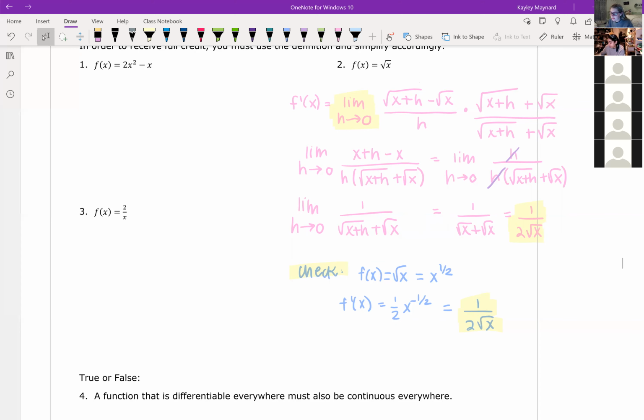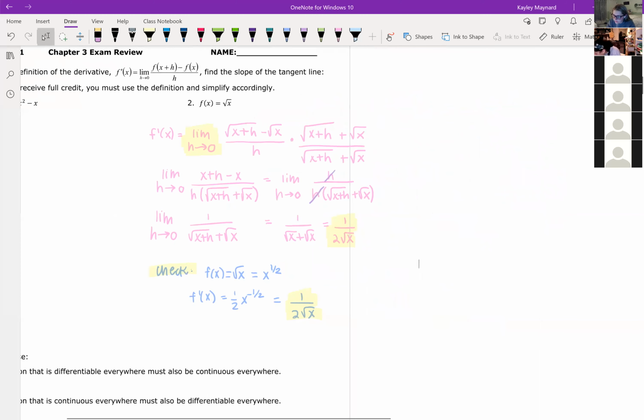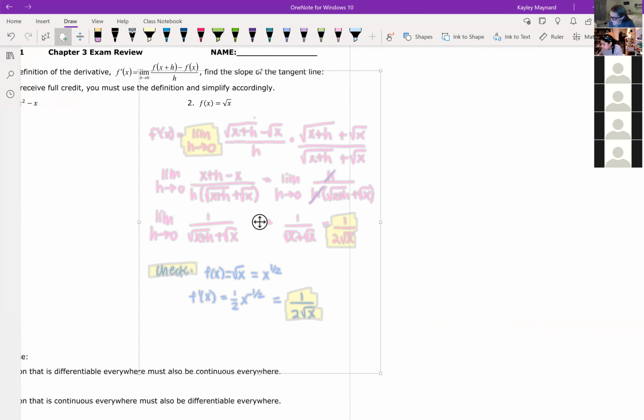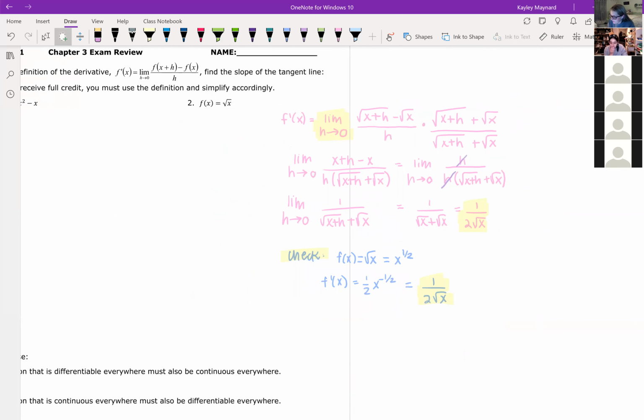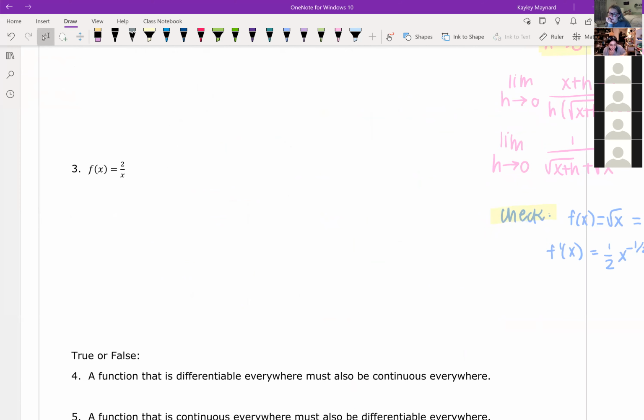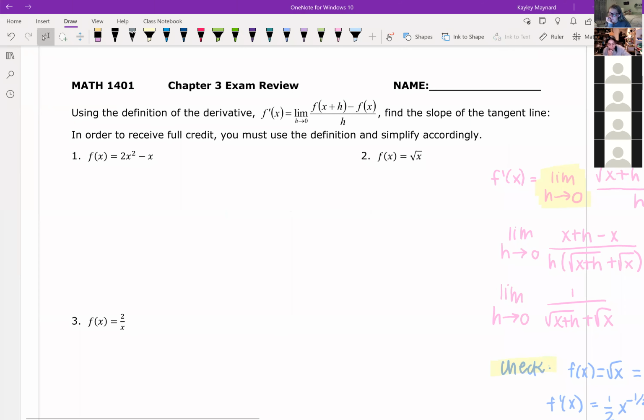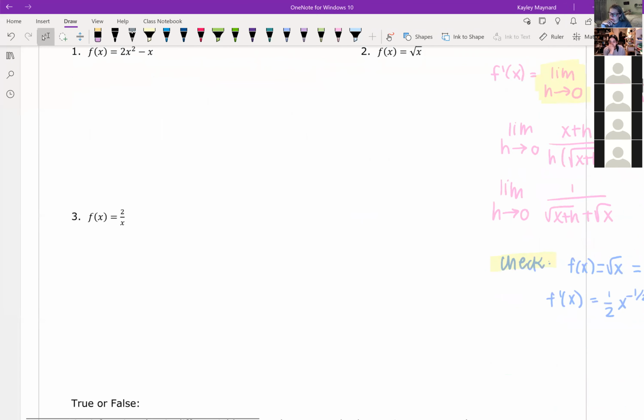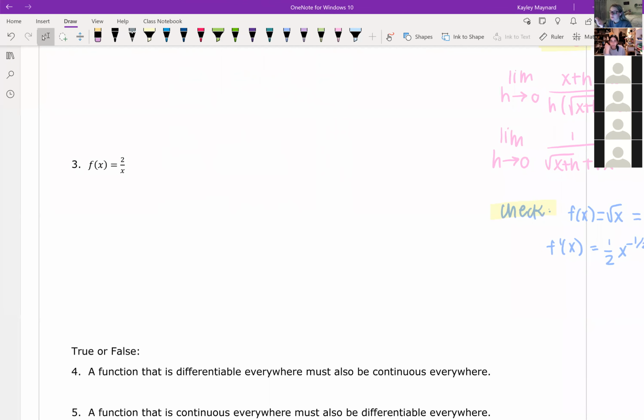This is another definition of derivative, so I'm just going to move my work over and give myself some space here. Okay, so another definition of derivative using this f prime of x equals the limit as h approaches 0 thing. So let's go ahead and just do the same process, but with a different function.